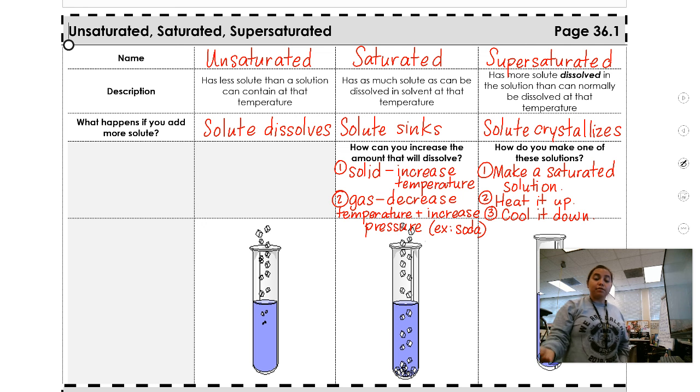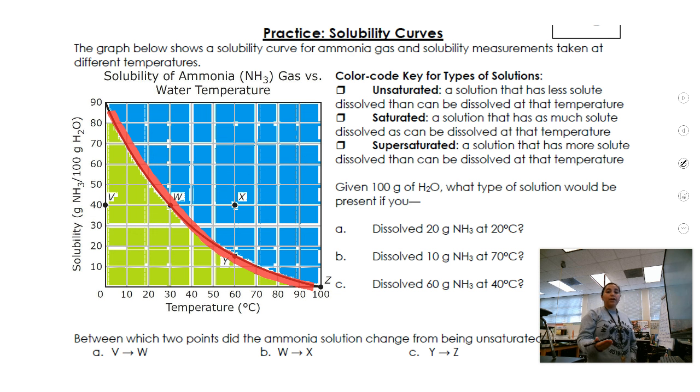All right, so we're going to pause there, and then we're going to move on to the next portion, which is solubility curves. What you're going to need to do is you're going to need to get 3 colors, and then you're going to need to color in your solubility curve on your page just like this.